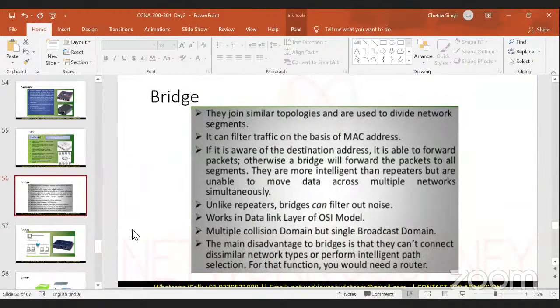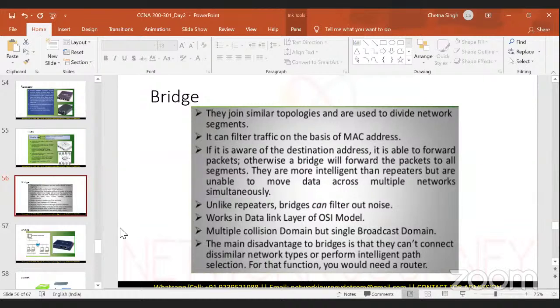Coming to the next device, which is the bridge. A bridge is used to join similar topologies, or I can simply say it was used to extend LANs. It can filter the traffic on the basis of MAC. If it is aware of the destination MAC address, it will only forward that particular frame to the relevant port. It will not broadcast, unlike the hub. So it is more intelligent than repeaters, but is unable to move data across multiple networks simultaneously. It is just joining the segments.